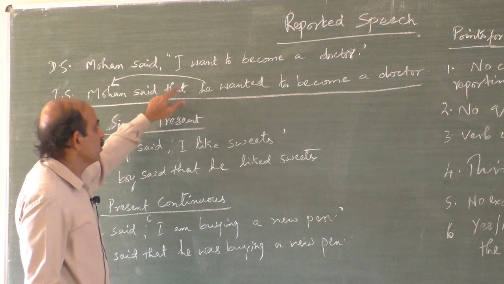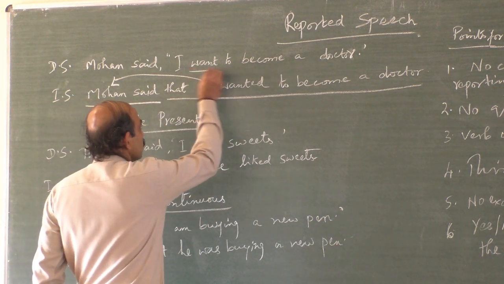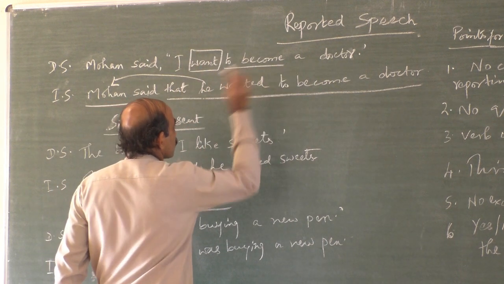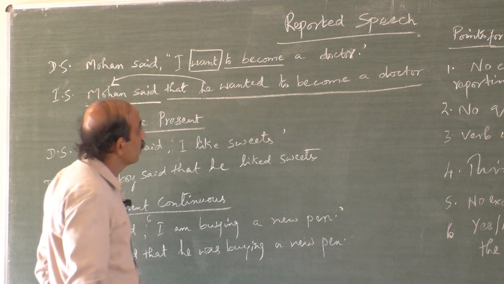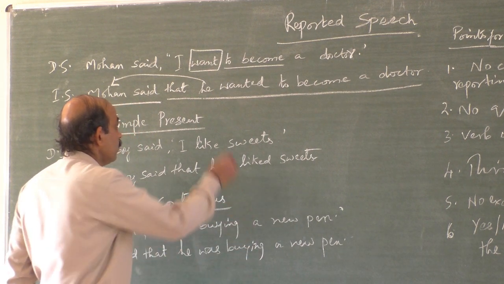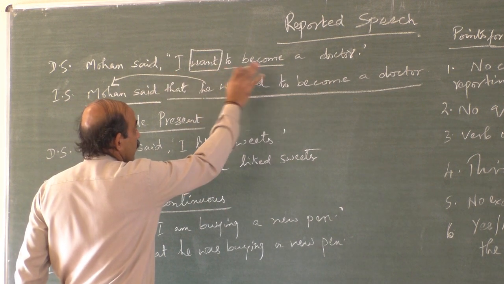Mohan said that he wanted to become a doctor, and want is the main verb. To become is an infinitive. He wanted to become a doctor. So want is in simple present.